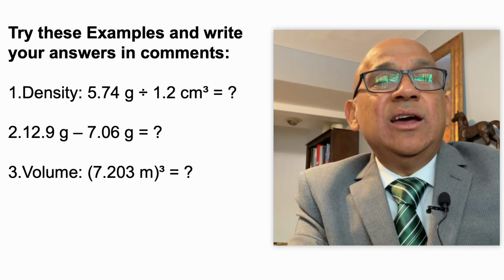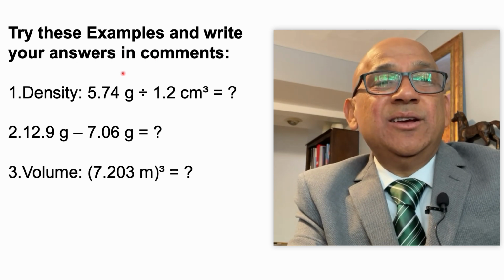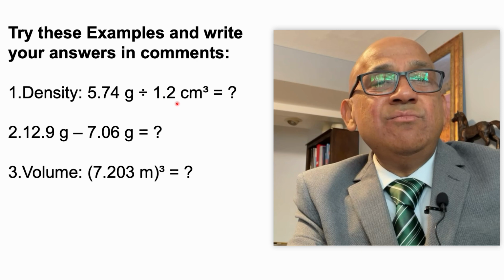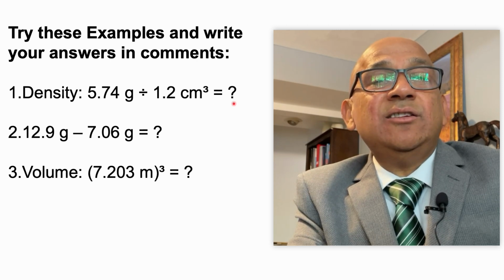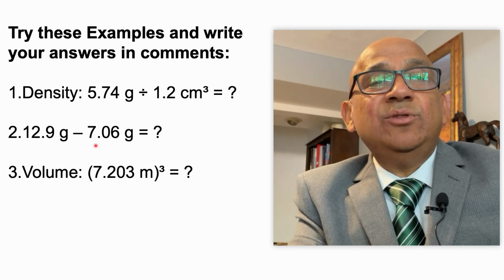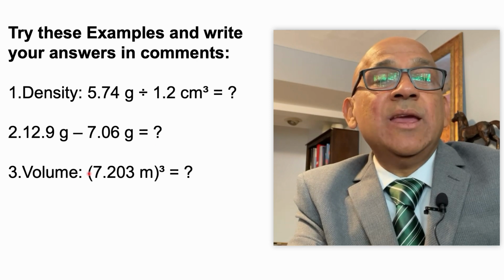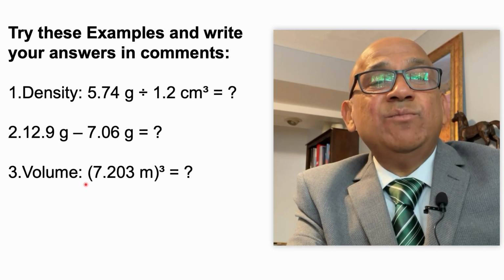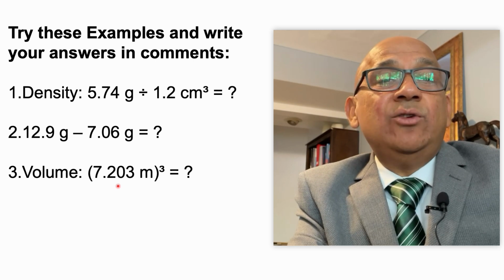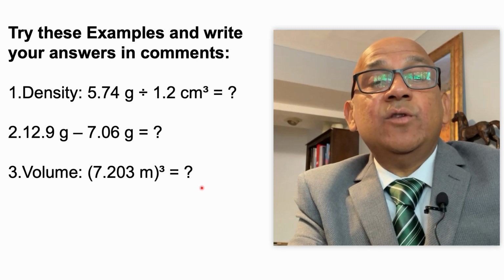Now with this, I would encourage you to try these examples and write your answers in a comment. The first question is to find the density by dividing mass by volume. Write your answer with the right number of significant digits. The second one is subtraction, 12.9 grams minus 7.06 grams. Again, write your answer with the right number of decimal places. And then find the volume of something which has cubic dimensions 7.203 meter cube, and write your answer with the correct number of significant figures.